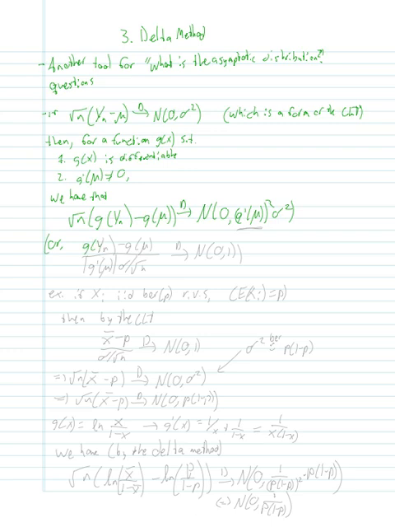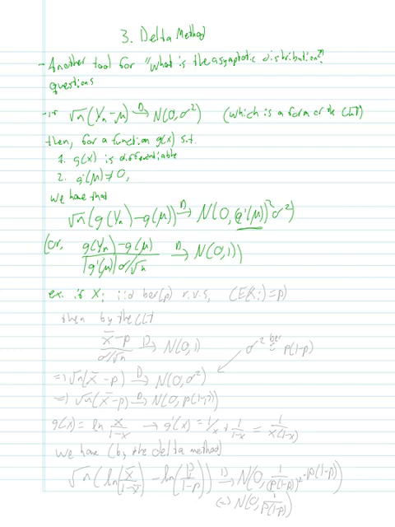Or, rewriting that, g evaluated at Y sub n minus g of mu, all over the absolute value of g prime of mu. Notice it's absolute value because we're taking the square root of something squared. Times sigma over square root of n converges in distribution to normal 0, 1. I like the top one better. I think your book likes the bottom one better, but really either one. I mean, they're equivalent.